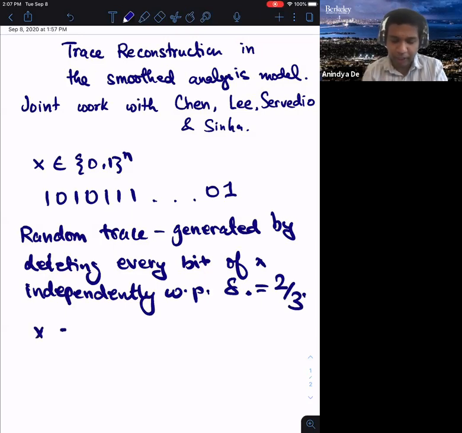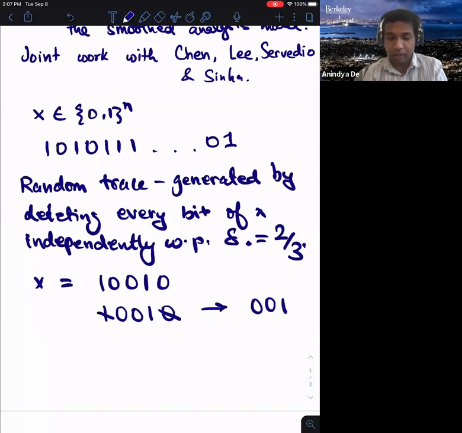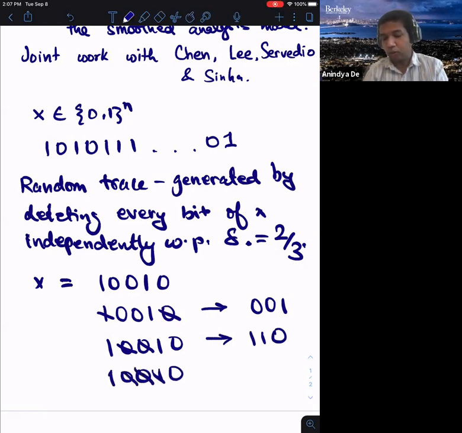Suppose X was 1, 0, 0, 1, 0. Maybe the algorithm presses the button the first time, and the first bit gets deleted, the second one does not, the third one does not, the fourth one does not, the fifth gets deleted. So the algorithm gets to see 0, 0, 1. The next time the algorithm presses the button and gets another trace. This time maybe the first bit gets retained, the second and third bits get deleted, and the algorithm gets 1, 1, 0. And maybe another time the second, third, and fourth bits get deleted, and the algorithm gets 1, 0. So every time the algorithm presses a button, it gets an independent random trace.